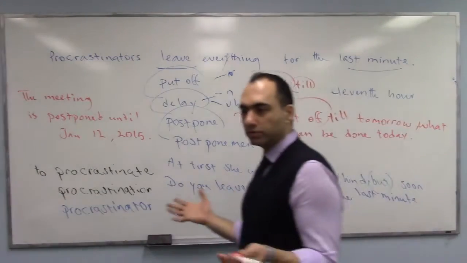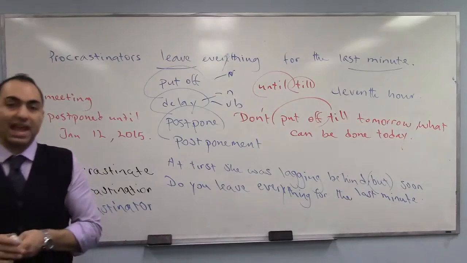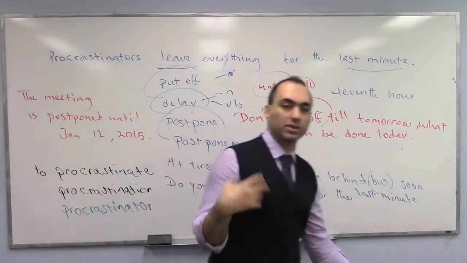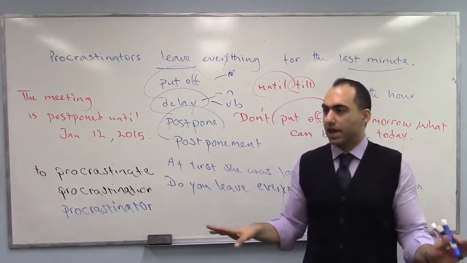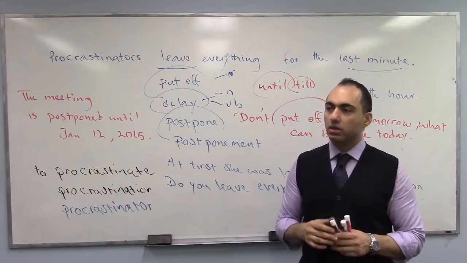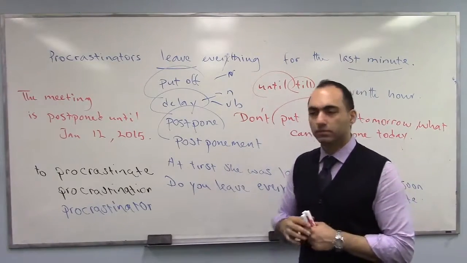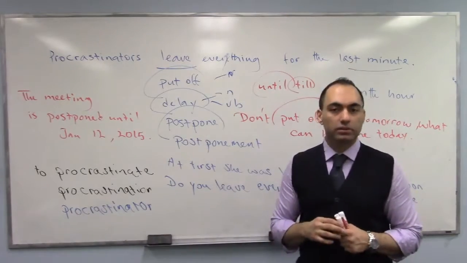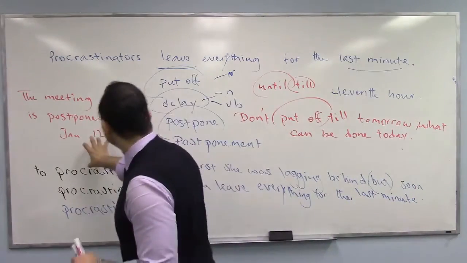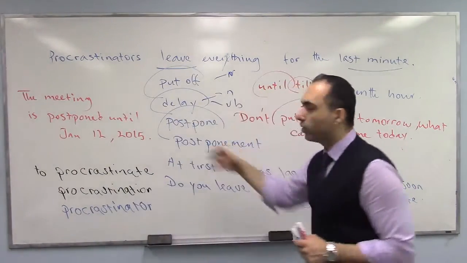If something is postponed, it means not cancelled, postponed. Was it cancelled or was it postponed? It wasn't cancelled, it was postponed. It wasn't held on December 26th, it will be held on January 15th or January 12th. So it's postponed until then, and this is called postponement.